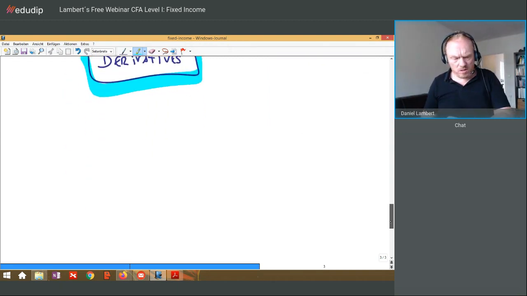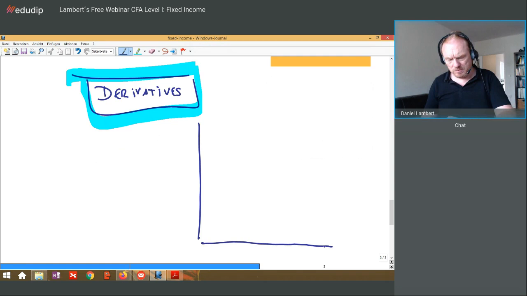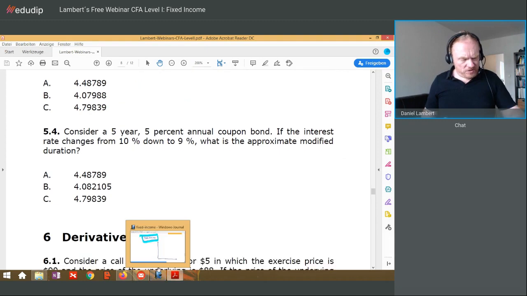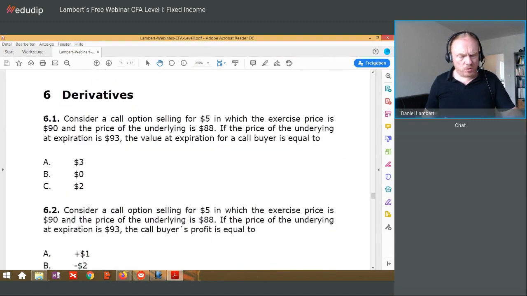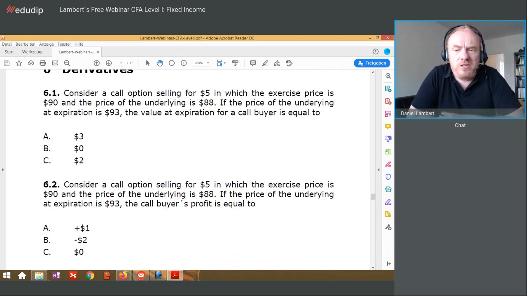So let's take a look at this. For example, consider a call option selling for $5 in which the exercise price is $90 and the price of the underlying is 88. If the price of the underlying at expiration is 93, the value at expiration for a call buyer is equal to what?